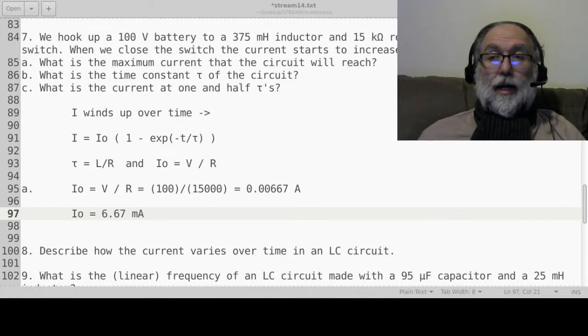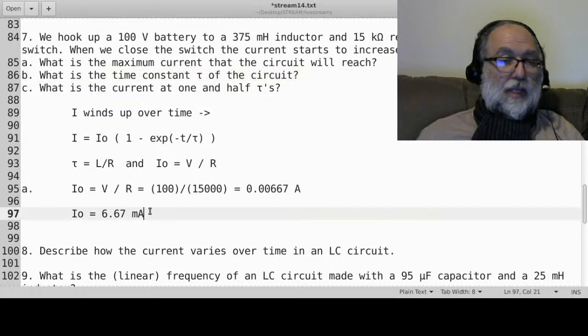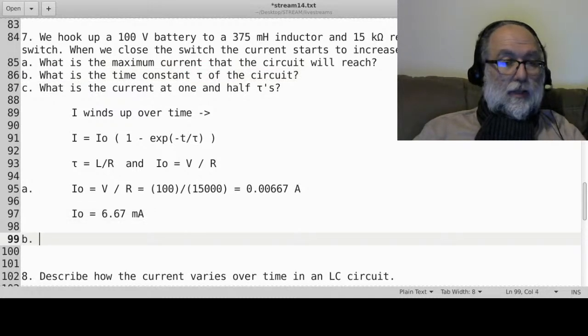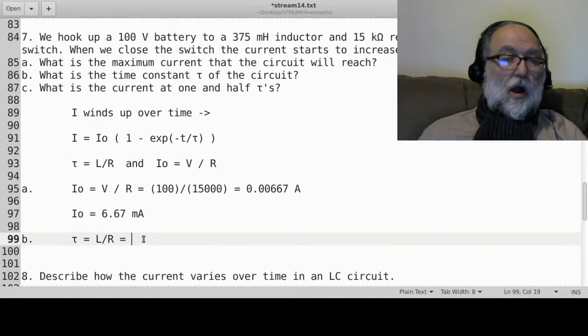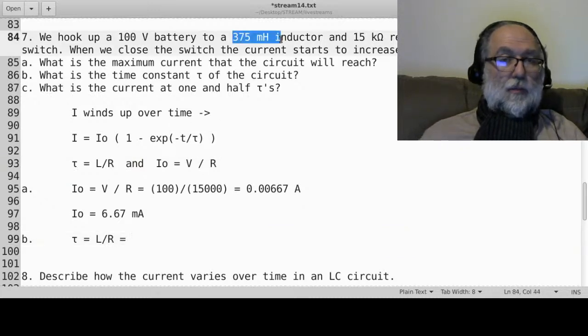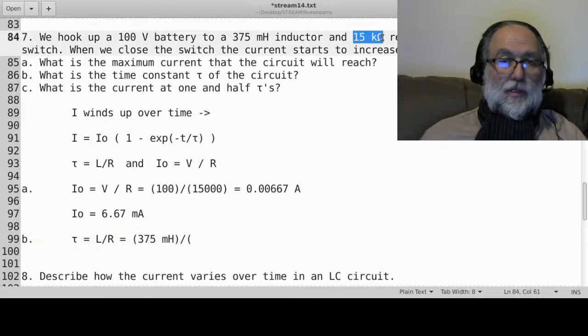Great. Now what? So the next question was B. What is the time constant of the circuit? Well, that one's again pretty easy. It's the last one which gets a little harder because you have to work with the exponential. So it's going to equal L over R. L is, I'll plug in with a non-MKS and then we'll convert, divided by 15 kilo ohms like this.